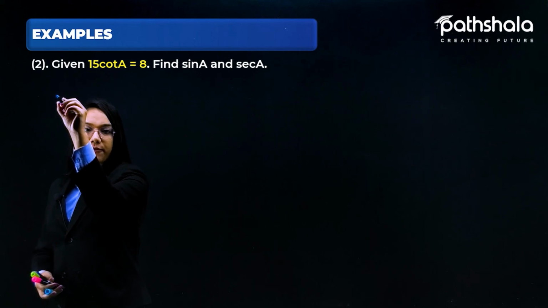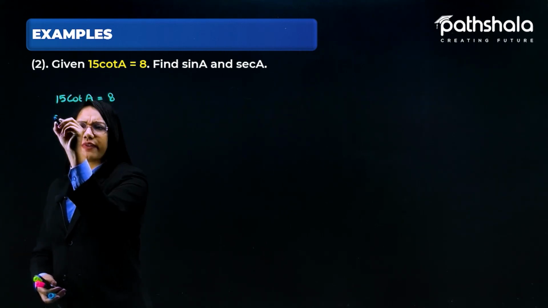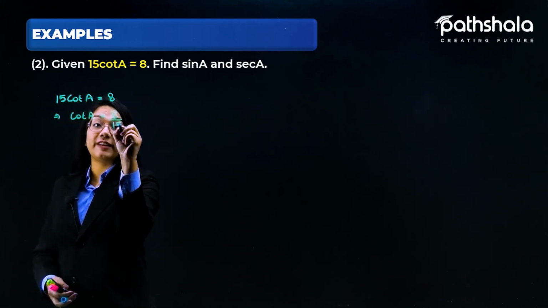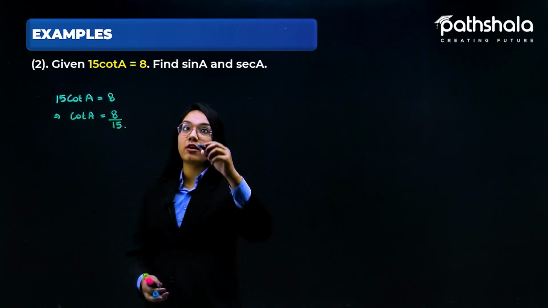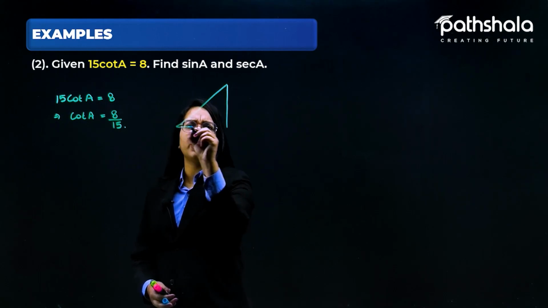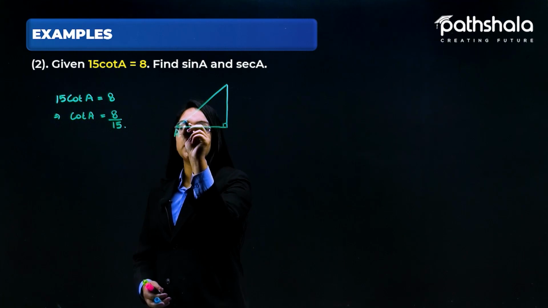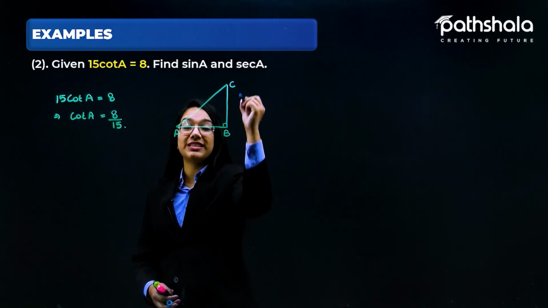Since it is given to us that 15 cot A is equal to 8, let's find the value of cot A. So cot A would be definitely 8/15. Let us suppose I am forming a right triangle, right angled at B, and since we are talking about the angle A, this is my angle A. I'm taking this one as B and this one as C.